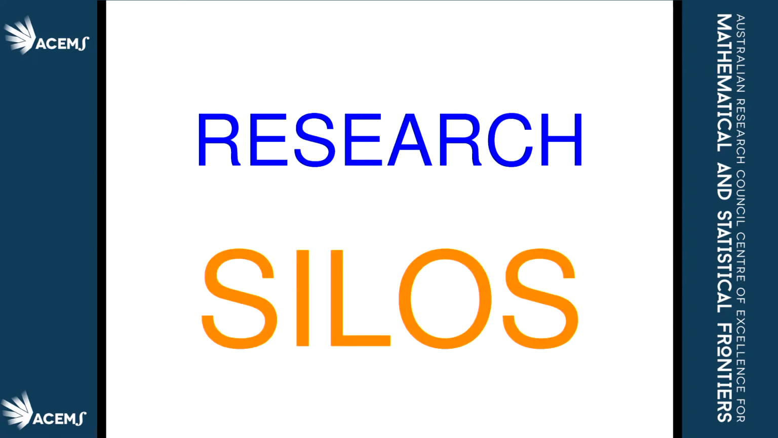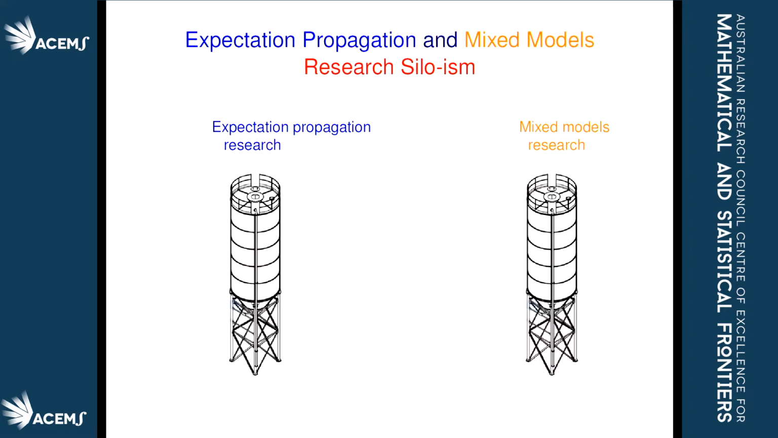All right, I'm going to switch gears a little bit again now and talk about research silos. What do I mean about research silos? In some ways, conferences like this are on the interface between statistics and machine learning. And that's really what this talk is about, because expectation propagation has most of its literature outside of statistics. It's in areas like robot vision and machine learning and other computer science engineering type areas. And mixed models has most of its literature in statistical areas like biometrics and so on.